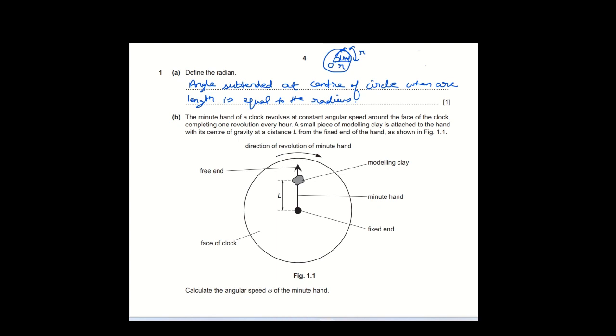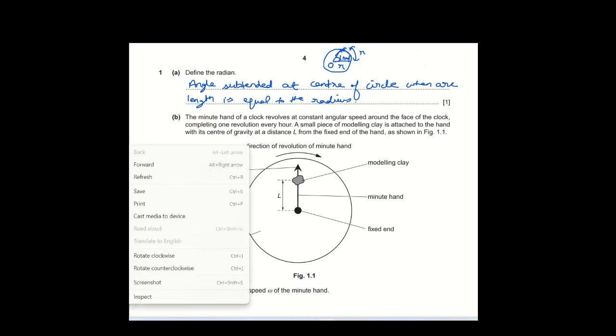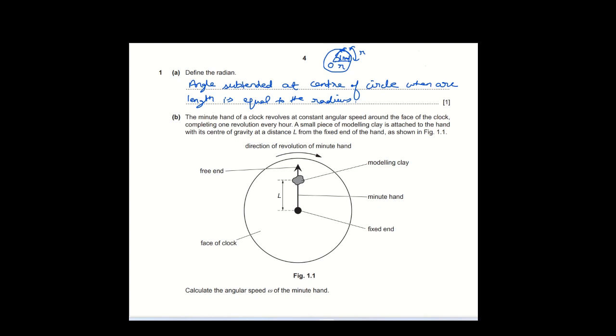The second question is: the minute hand of a clock revolves at constant angular speed around the face of a clock, completing 1 revolution every hour. A small piece of modeling clay is attached to the hand with its center of gravity at a distance L. So this is the clay piece, and the center of gravity is at the distance L from this fixed end. Now we have to calculate the angular speed omega of the minute hand in this question.